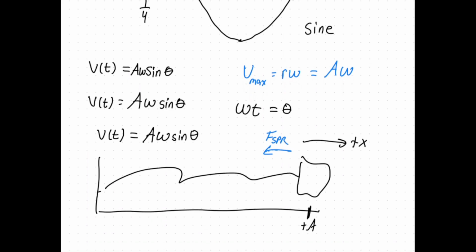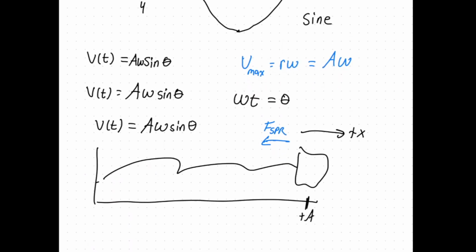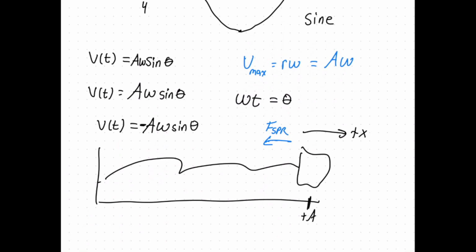And so that means that we need a negative sign out front of our equation, because our velocity, if I stretch it, should start off negative. And having negative A omega will give me a negative velocity. And then if I think about starting at the other amplitude, minus A, if I start off here at minus A, my spring force is going to push it in the positive direction. But my amplitude is minus A, and so I need negative A omega sine theta to make a positive velocity.